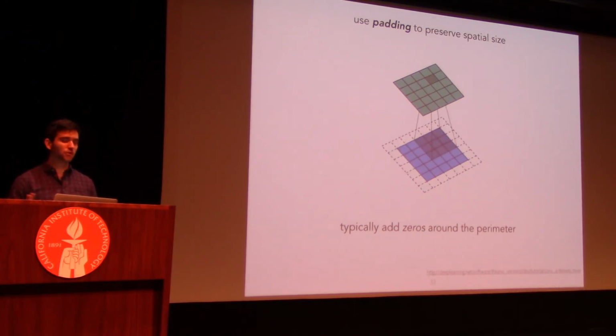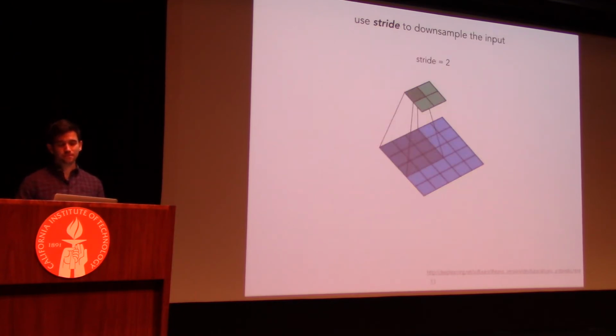Now you have to think about, from the network's perspective, you're essentially putting a black border around the image and telling it this is part of the image. So you might introduce some additional weird things into the network, but this is something that people typically do in order to preserve the spatial extent of the image.